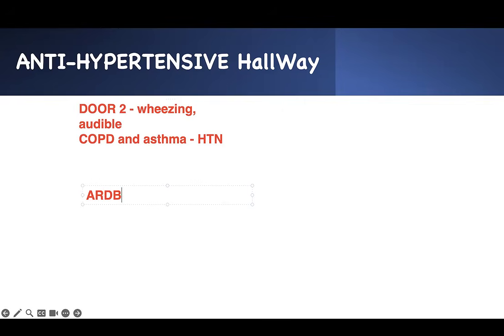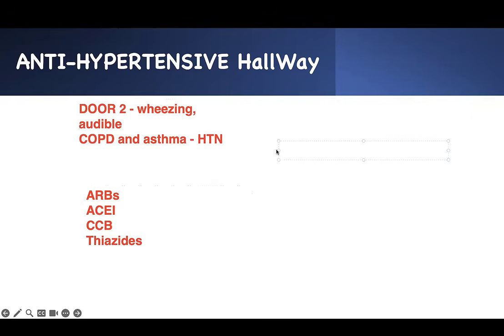ARBs are okay. ACE inhibitors, pick them. Calcium channel blockers, pick them. After we finish, I'm going to give you each specific class of medication and what is involved, so that you can master them. And thiazides are okay for this patient, very good medication. So these are medications you should give to the patient who has asthma, COPD, and hypertension. You see, straightforward.